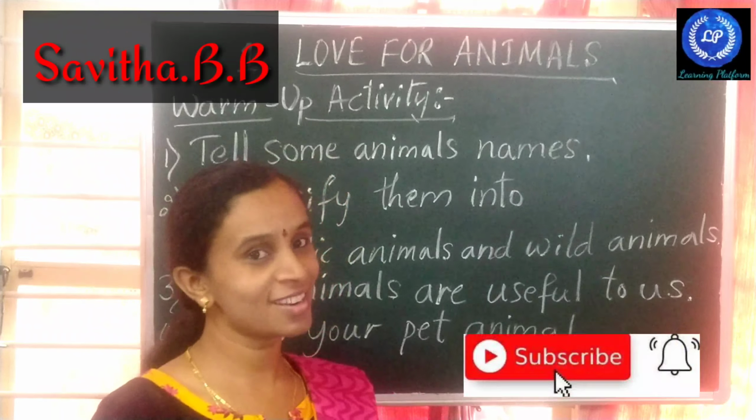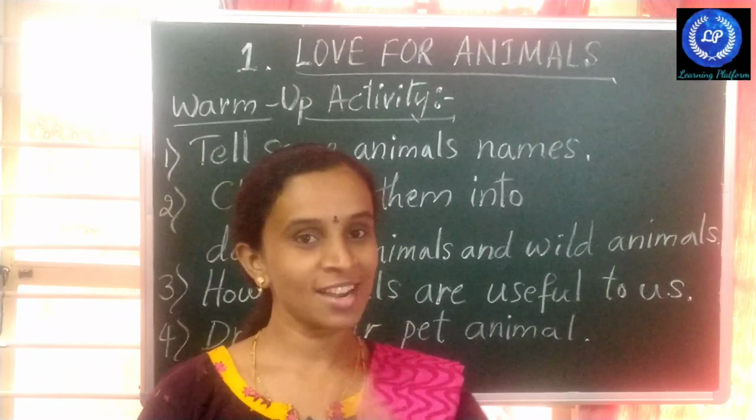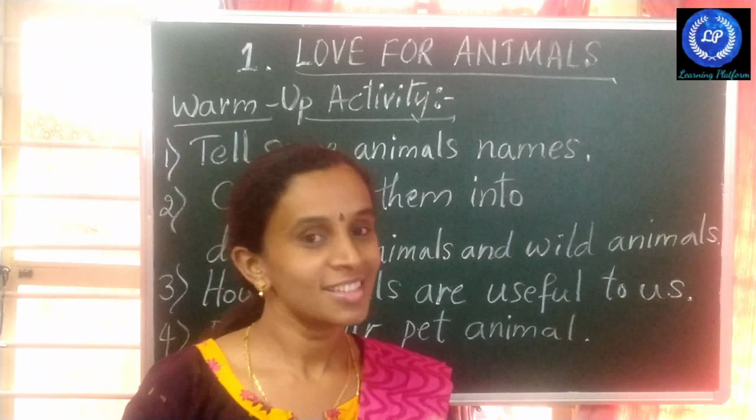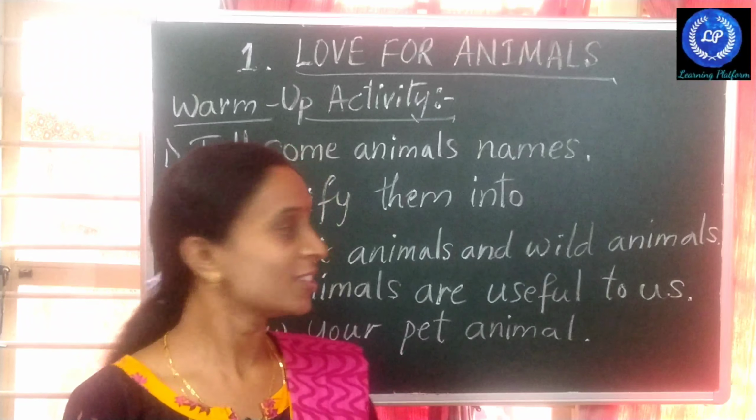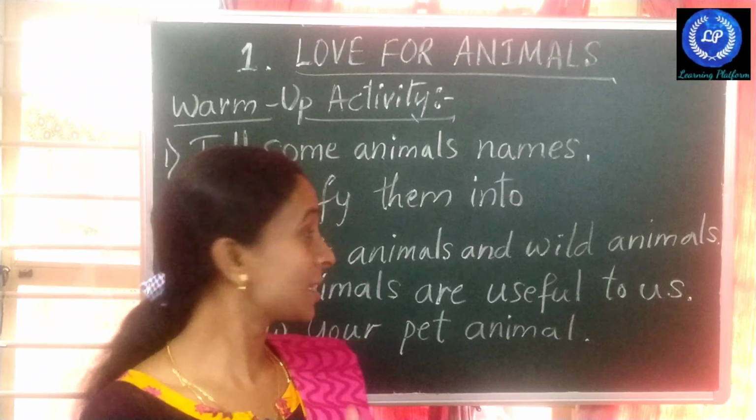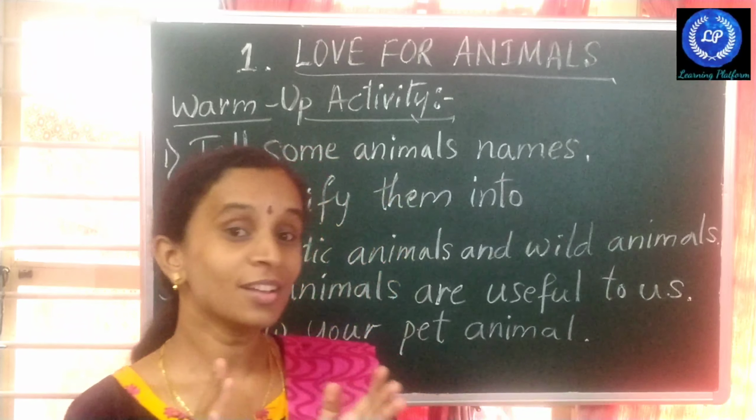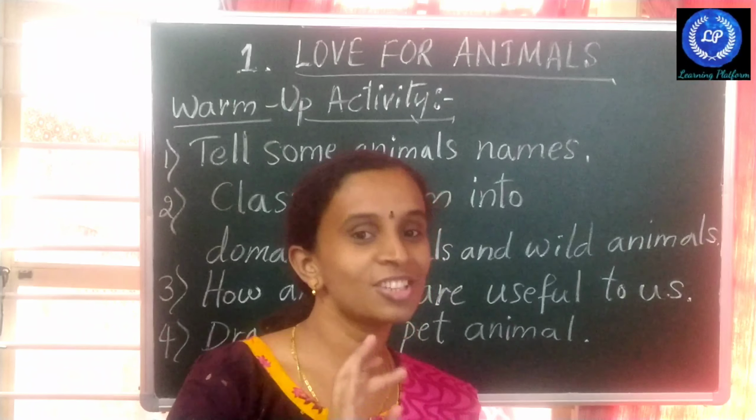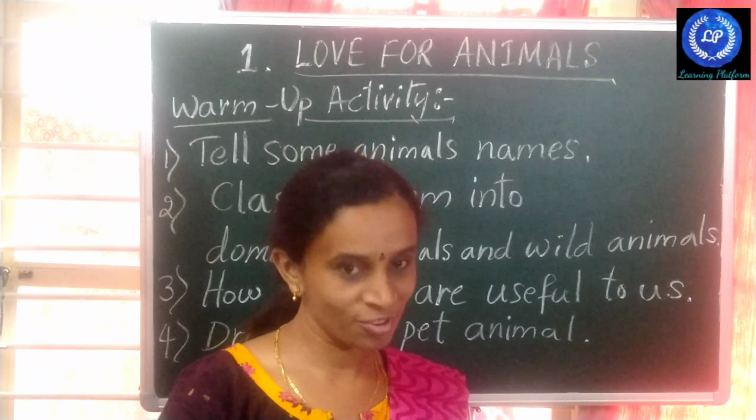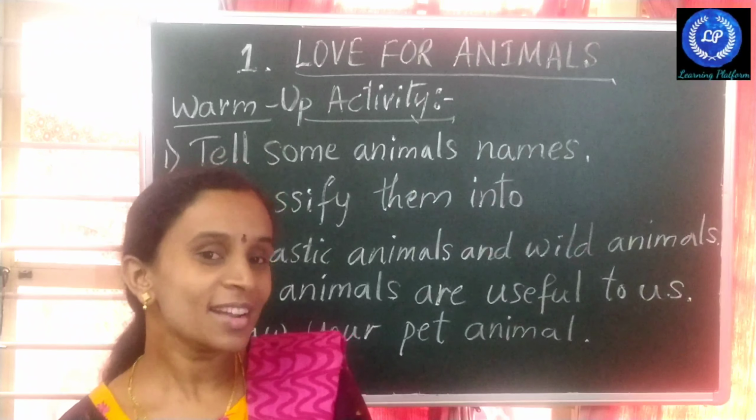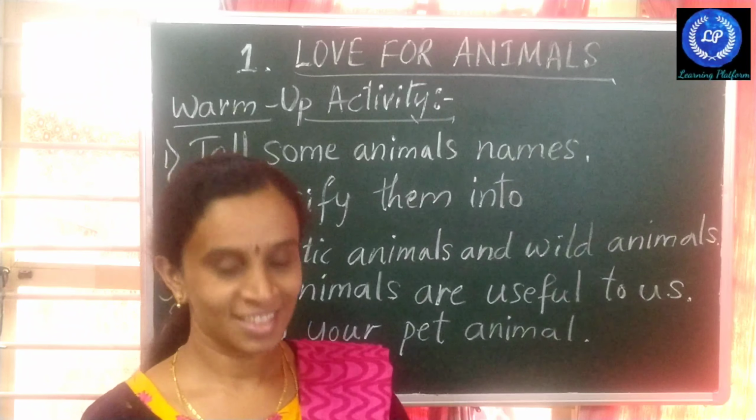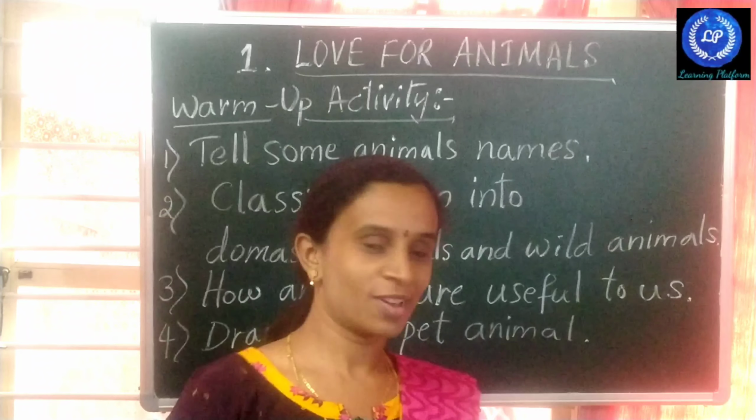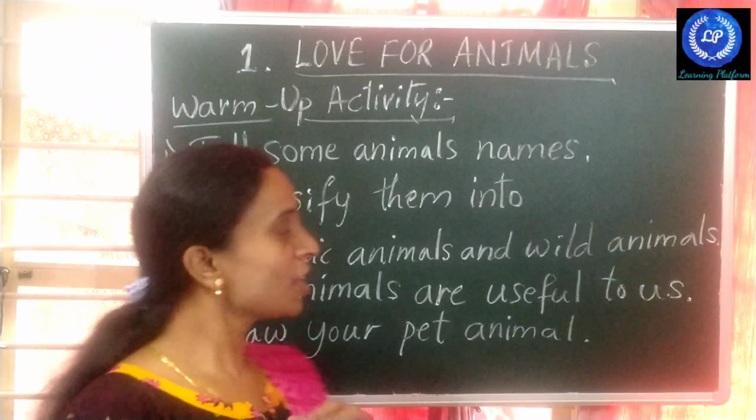In this video we are going to learn about the fifth standard lesson. Okay children, first of all tell me some animals' names. Yes, very good. Classify them into domestic animals and wild animals. Which are the domestic animals? Yes, cat, dog, cow, buffalo, etc. Very good. Then wild animals? Tiger, lion, elephant, bear, cheetah. Very good. Then how are animals useful to us?